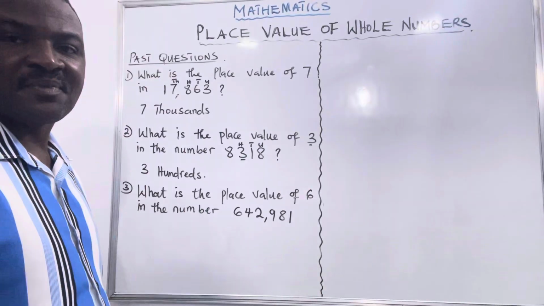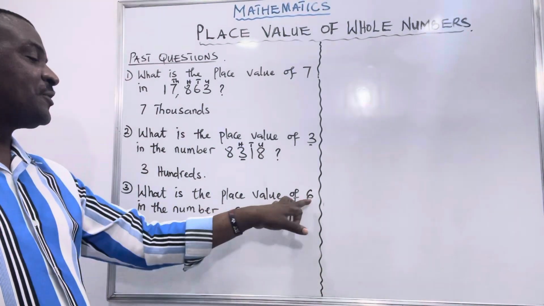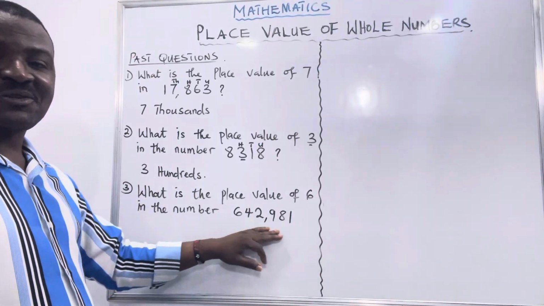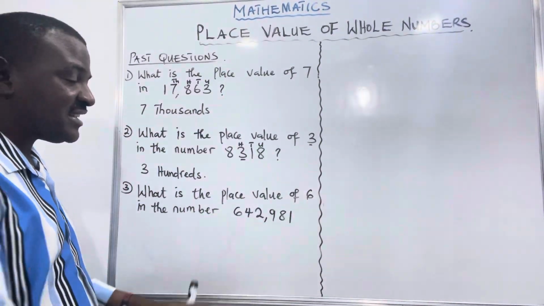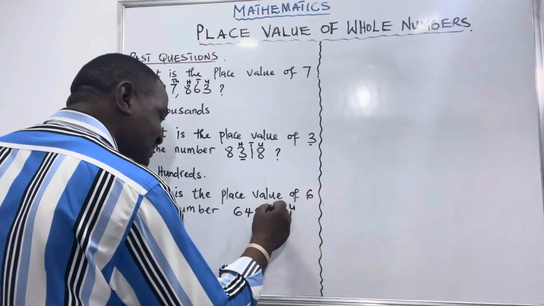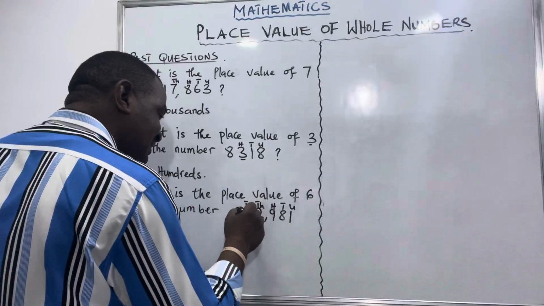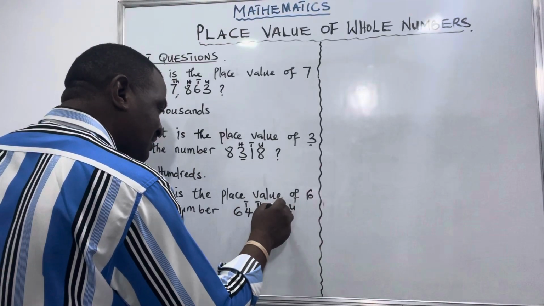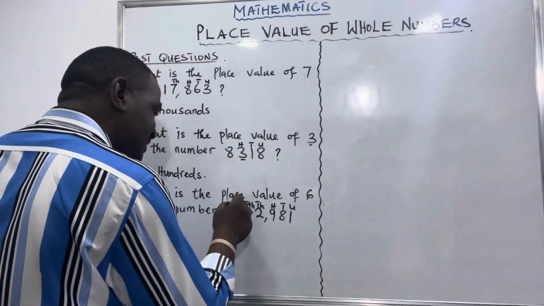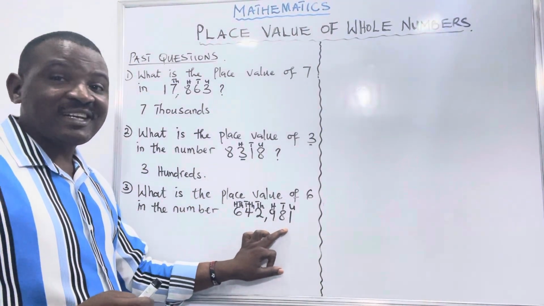Okay? Look at another question. It says, what is the place value of 6 in the number? Look at how long the number is. Don't be scared. Go to the right hand side. You start with units, tens, 100, 1,000, 10,000, 100,000. This is 100,000.